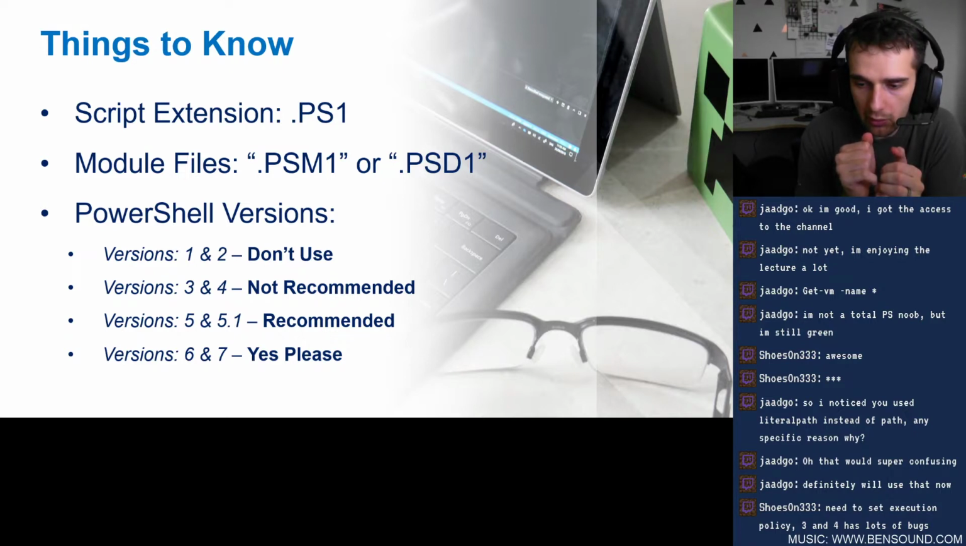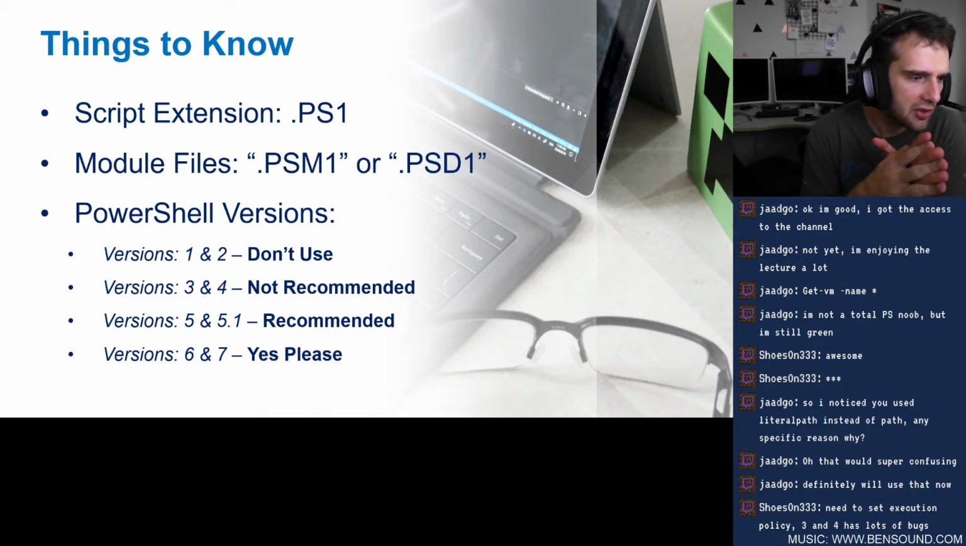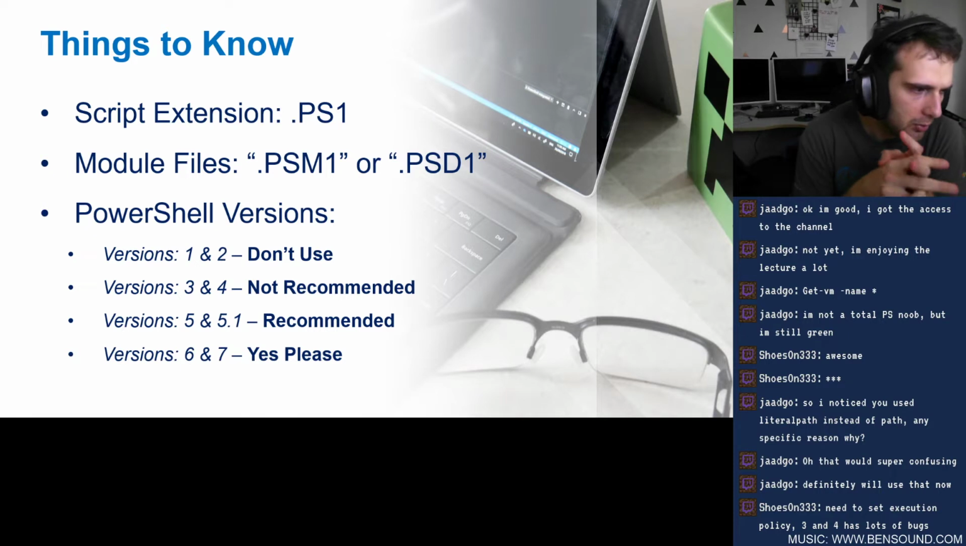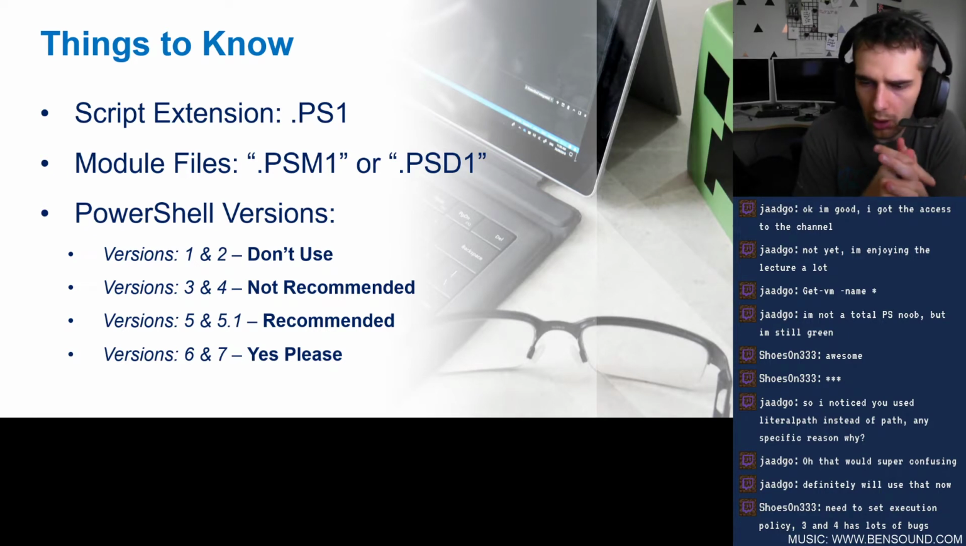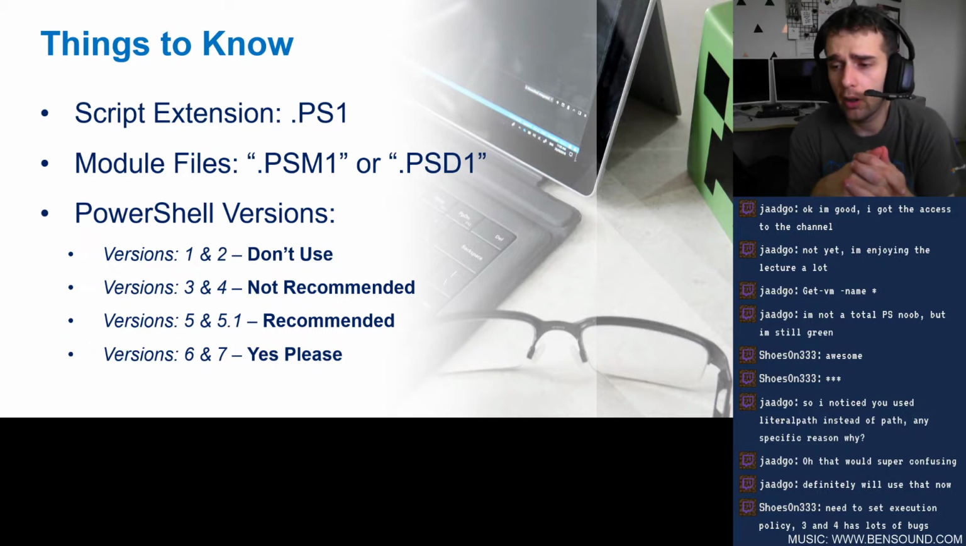Next, to set execution policy, 3 and 4 has a lot of bugs. Yes, 100%. Now, one of the things that I've obviously got there: don't use, not recommended. If you're using PowerShell 2, I would strongly recommend you upgrade your Windows Management Framework and update it. So you can actually update PowerShell on legacy OSs to a current version.